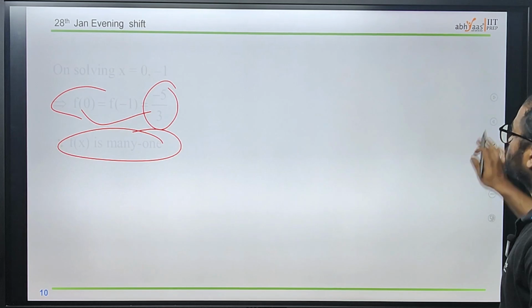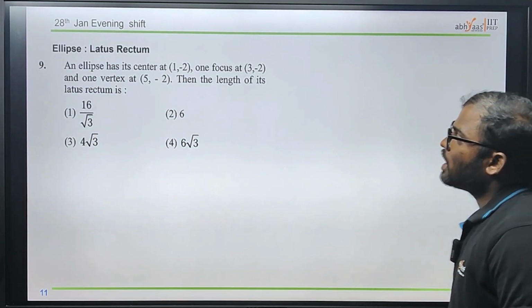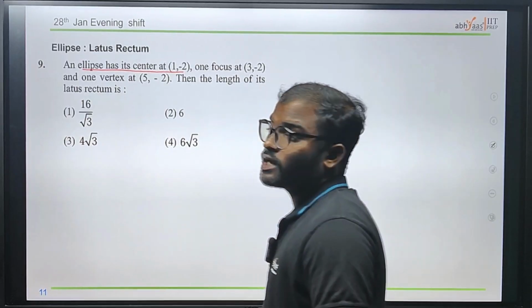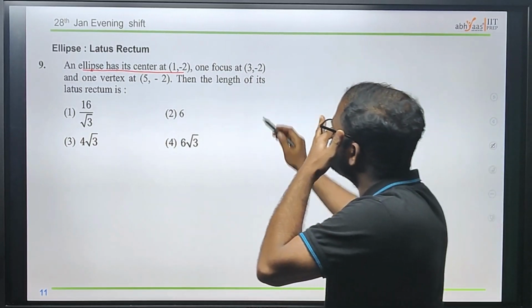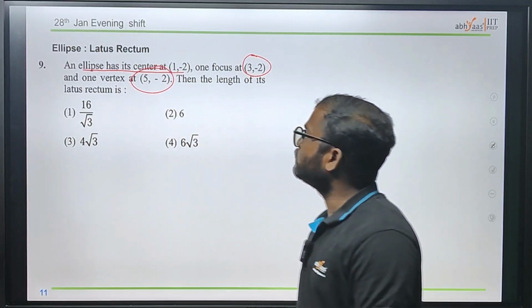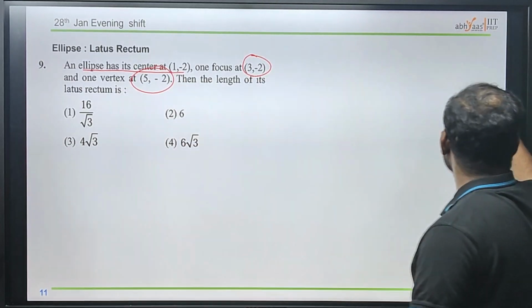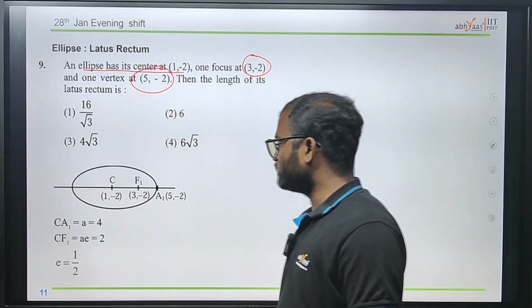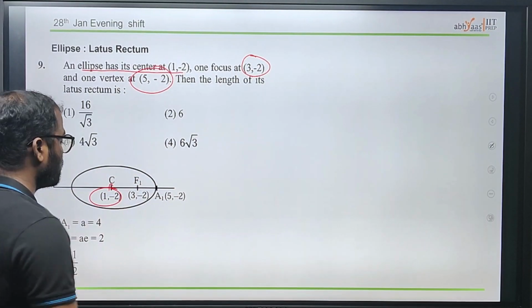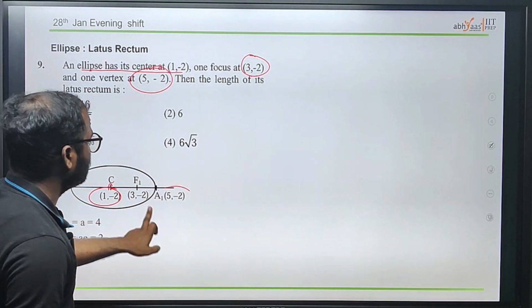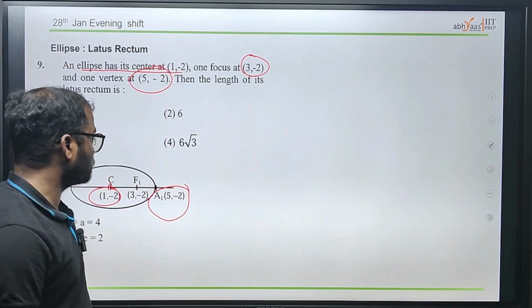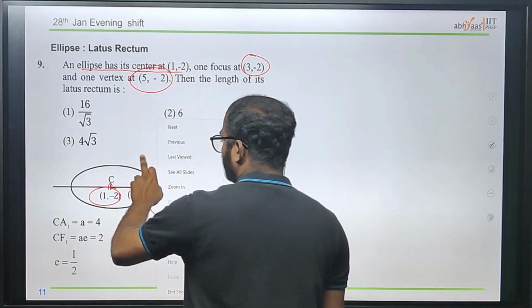Now the next question is on the ellipse and latus rectum. It is given that the center is at 1 comma minus 2, the focus is at 3 comma minus 2, and the vertex is at 5 comma minus 2. Then what is the length of the latus rectum? Using this, the ellipse has center at 1 comma minus 2, focus at 3 comma minus 2, and vertex at 5 comma minus 2.